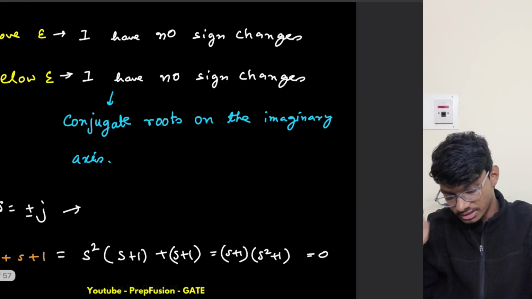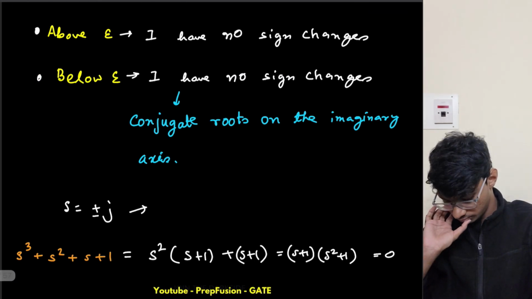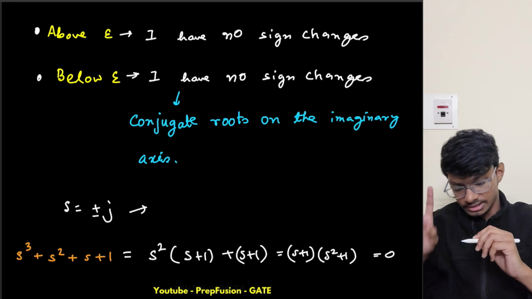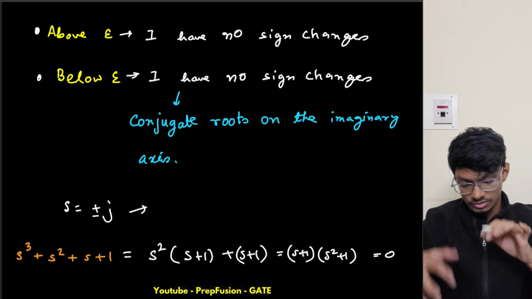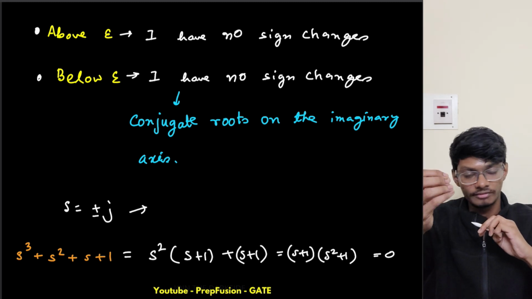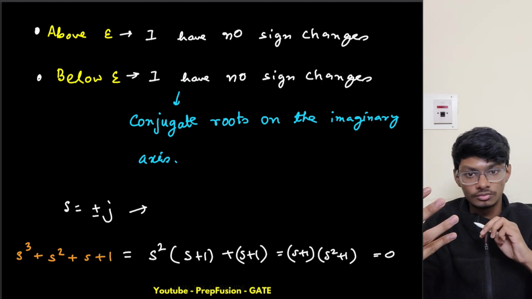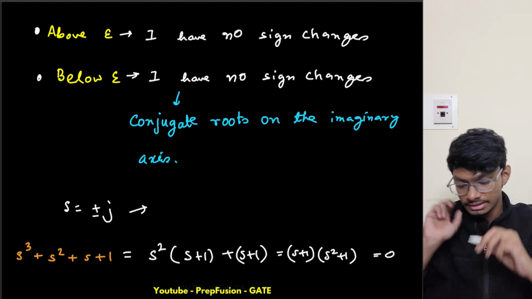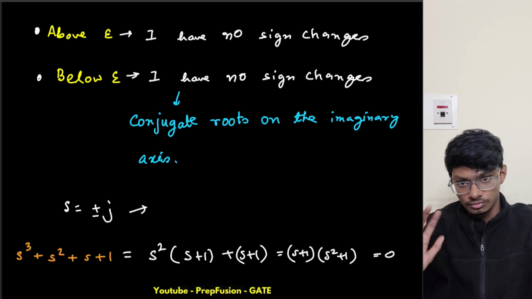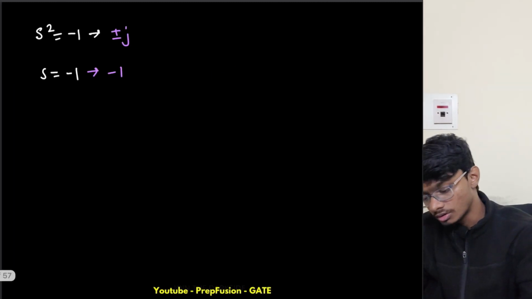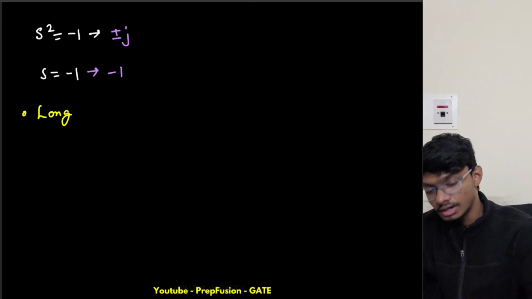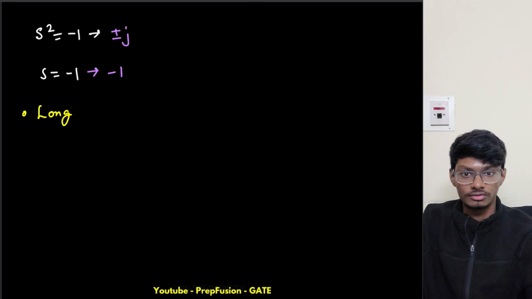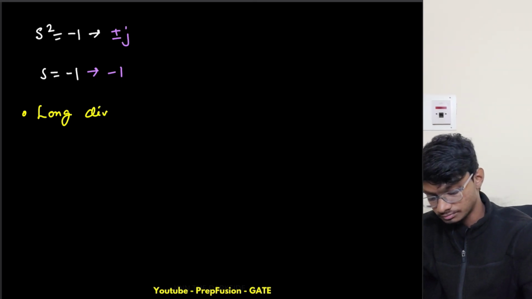There is also another method to find the roots, factors basically. We know this, plus minus j, this is just for teaching you, to make you understand that my hypothesis is true. So there is another method known as the long division method, to find out the other roots if we know two roots.